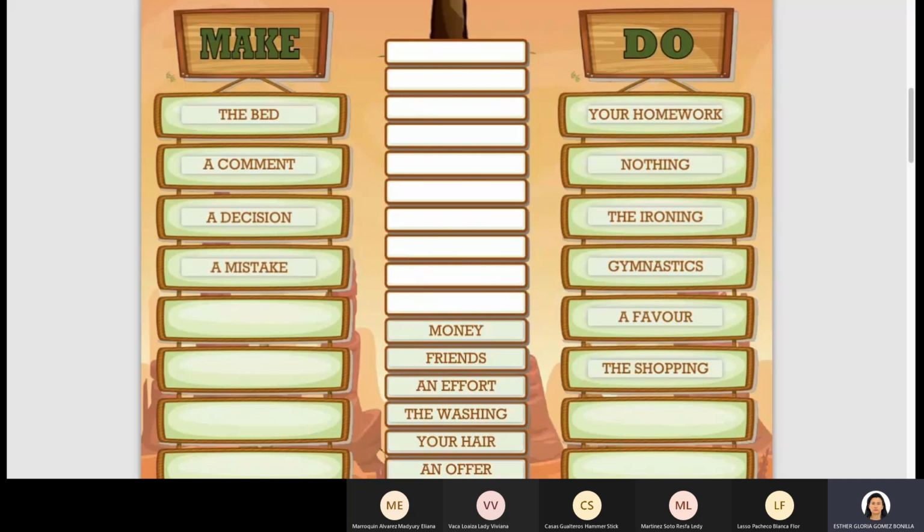Make a mistake. Money. What about money? Make money or do money? Make money. Very good. What about friends? Make friends or do friends? Make friends, teacher. Make friends. Very good.